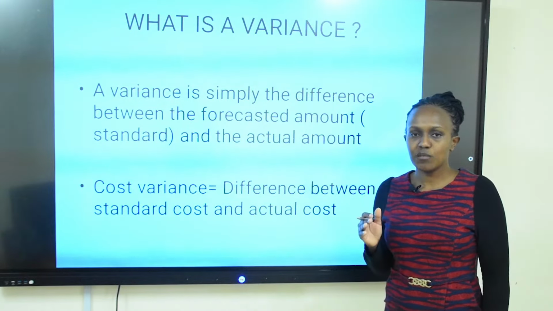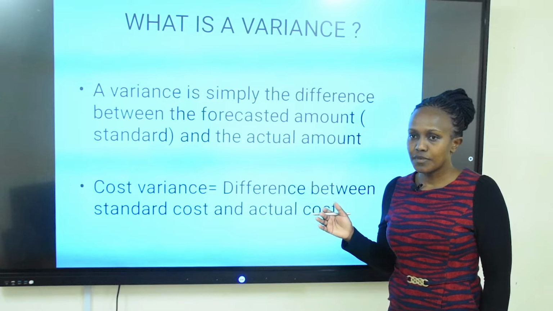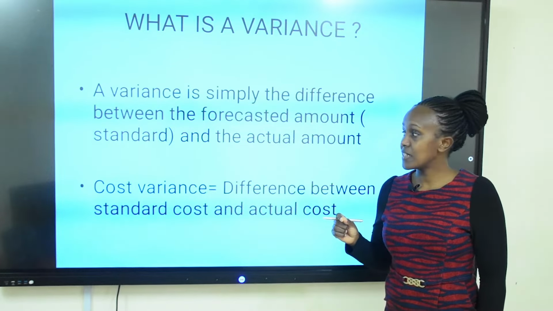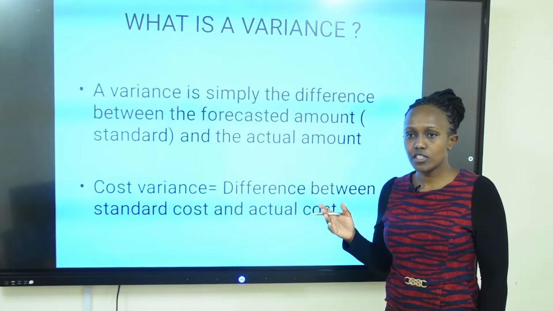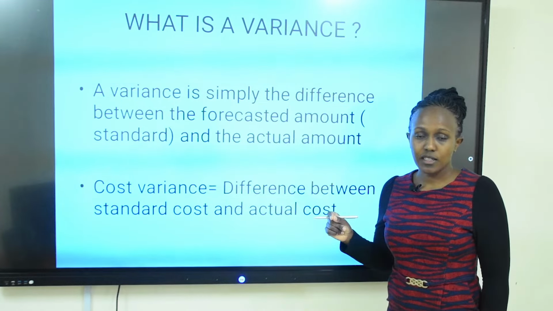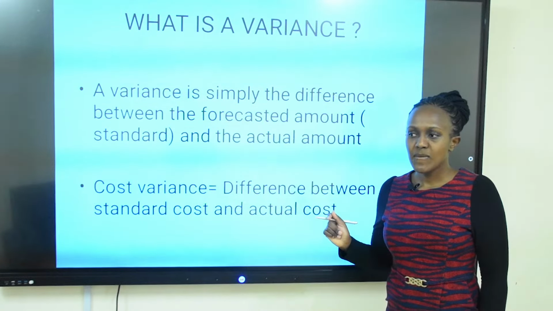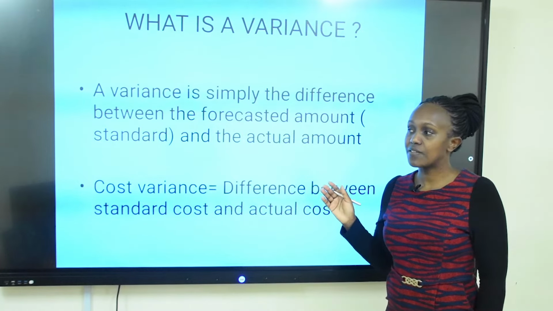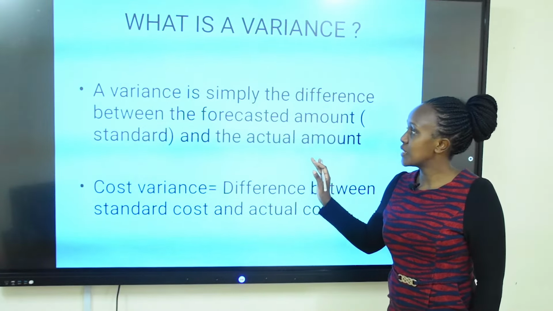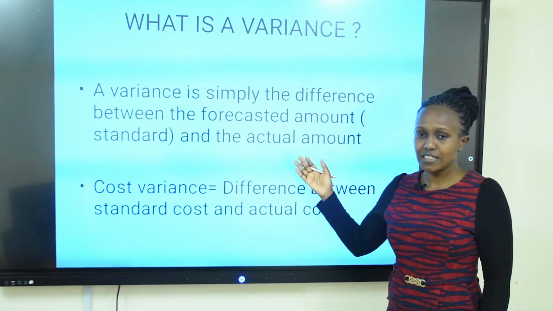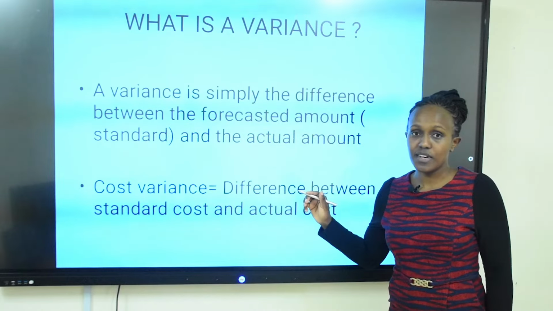Any variance is a difference between the standard, or the predetermined, versus the actual. So if it is a cost variance, it is simply the difference between the standard costs, that is a predetermined cost of an activity, and the actual costs that is incurred. If it is a revenue variance, in terms of how much was the expected revenue vis-a-vis how much is the actual revenue. So variance is simply the difference between the forecasted, or what you have said, the standard or the predetermined, against the actual amount. That is the definition of a variance.